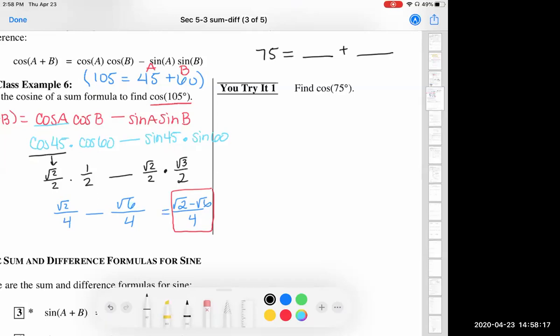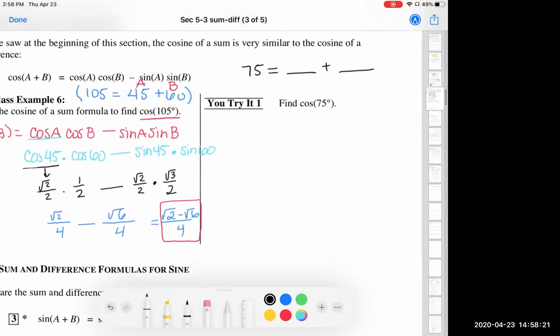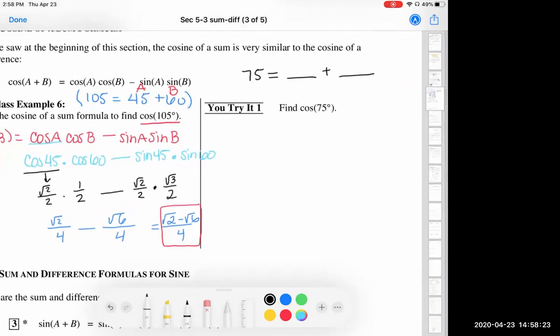Okay, I can't give you more than a minute. I got sidetracked. So what two numbers, and I want a response: what two numbers do you think of that, when you add them, you get 75? 30 and 45. Cool, thanks.